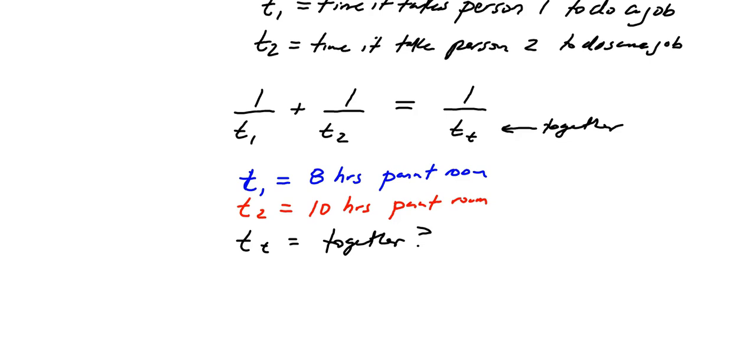Here's how you would solve that problem. You'd have 1 over, the first person I think was 8. So 1 over 8 hours plus 1 over 10 hours equals 1 over X hours. And then you go through and crank this out.